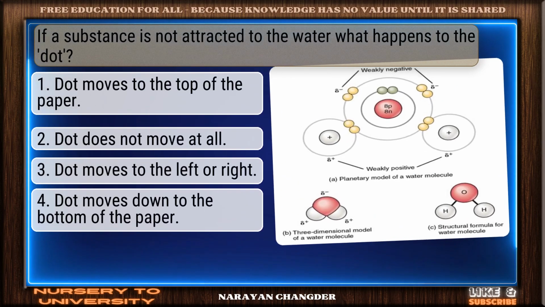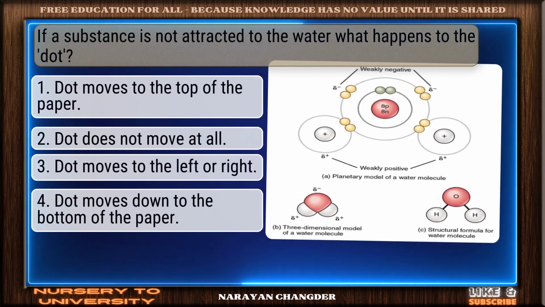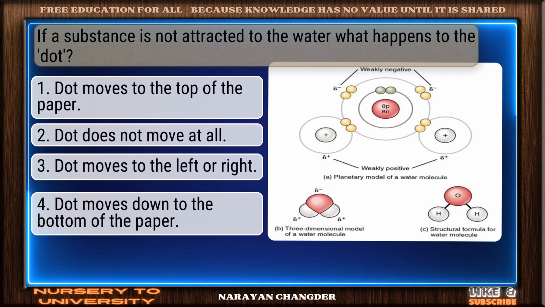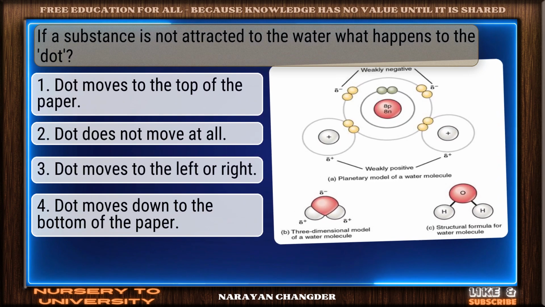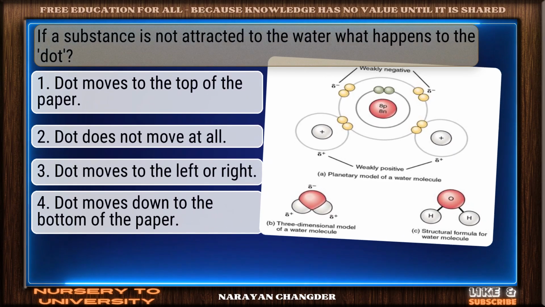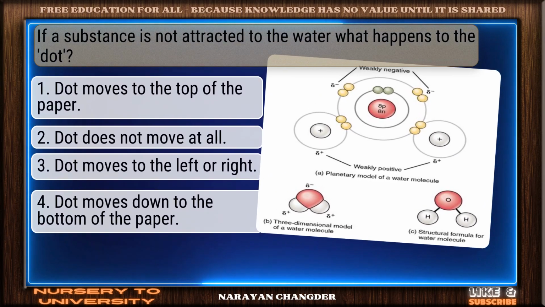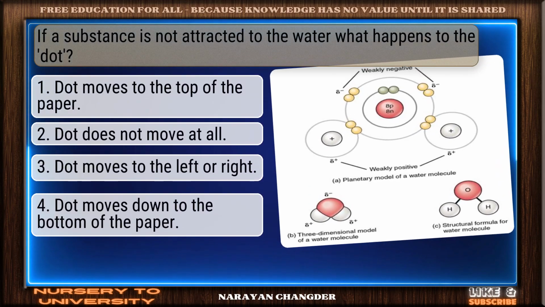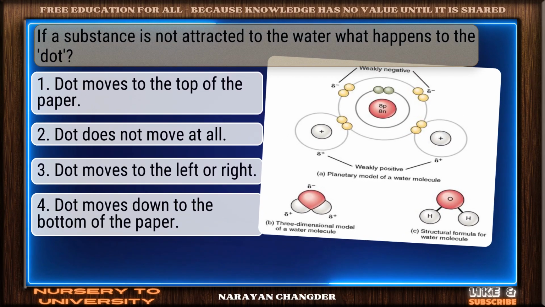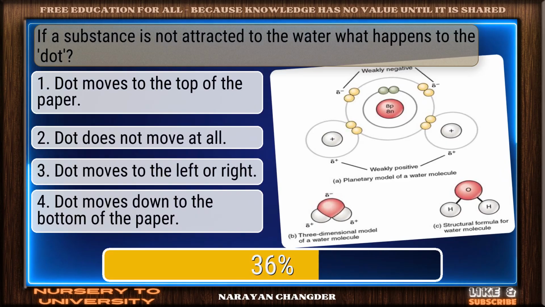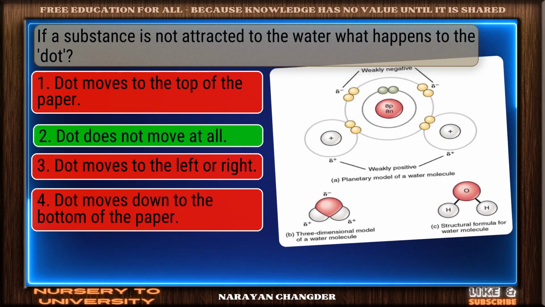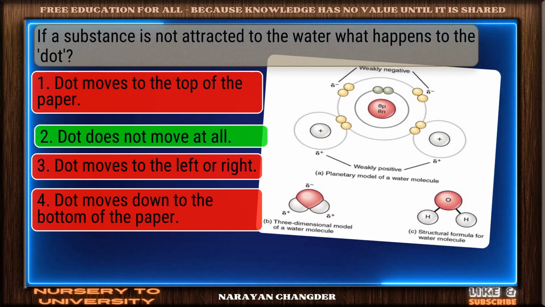If a substance is not attracted to the water, what happens to the dot? Option 1. Dot moves to the top of the paper. Option 2. Dot does not move at all. Option 3. Dot moves to the left or right. Option 4. Dot moves down to the bottom of the paper. You got it, dot does not move at all.